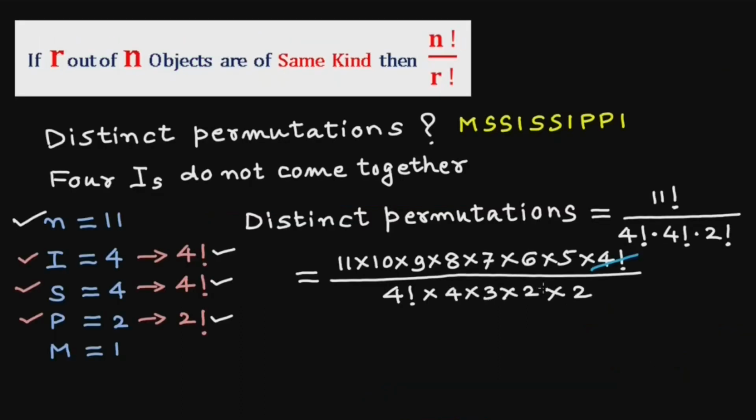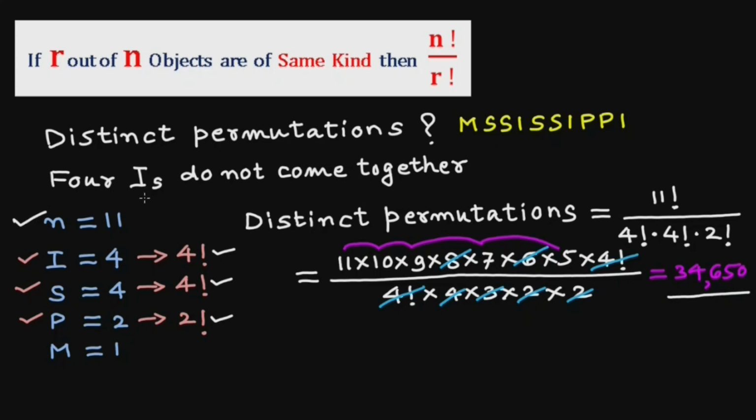Two, 4 factorial gets cancelled, 4 twos are 8 gets cancelled, 3 twos are 6 gets cancelled, and the product of 11, 10, 9, 7 and 5 will be 34,650. These are the permutations when the I's were not restricted.